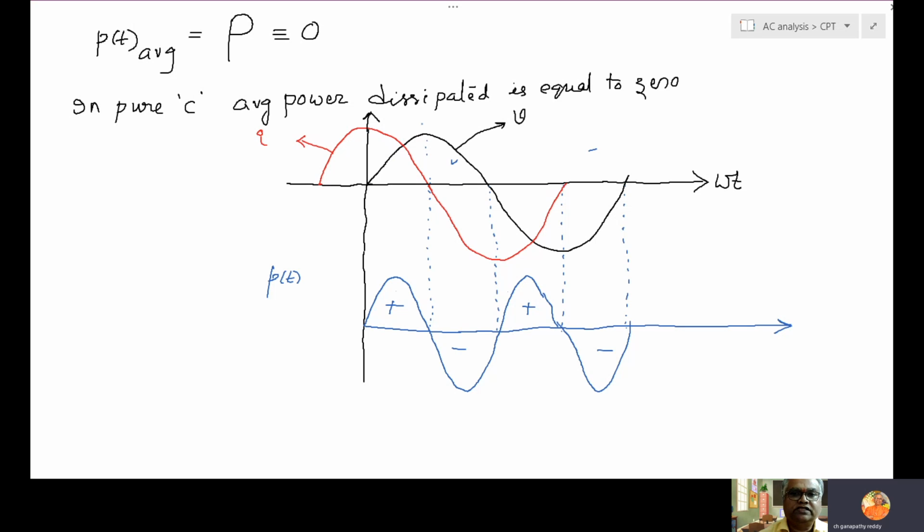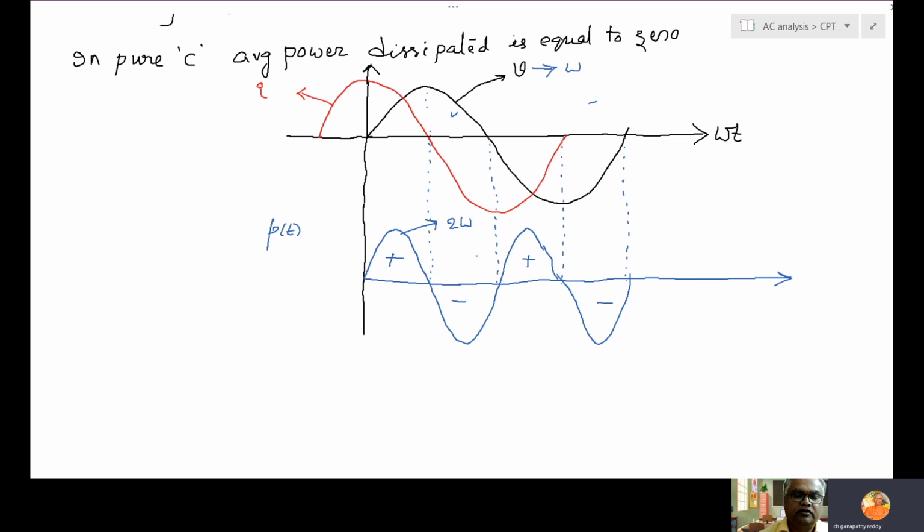So in one cycle of voltage, this power waveform is completing two cycles. So that's why it is at 2 omega. If the voltage frequency is omega, the power waveform frequency is 2 omega. So the frequency is becoming double.